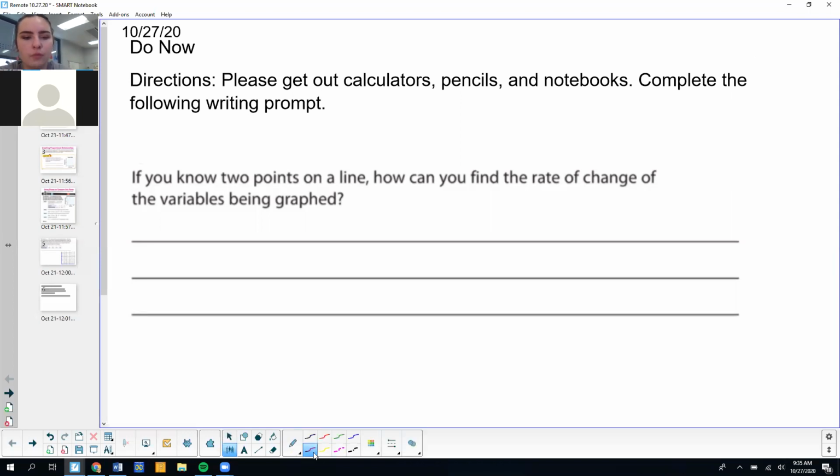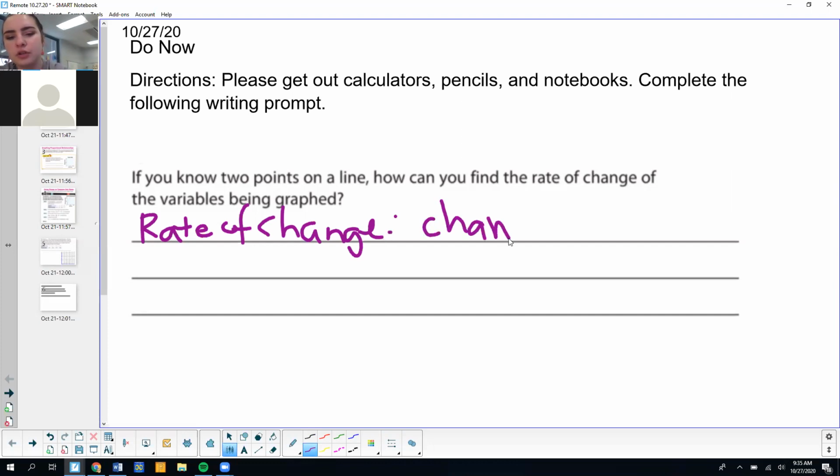So when we're talking about the rate of change, I know it's hard to write on this, so my handwriting looks bad. Rate of change, we talked about, we can find the change in rise, so y2 minus y1. So the rate of change is going to be the change in rise over the change in run.